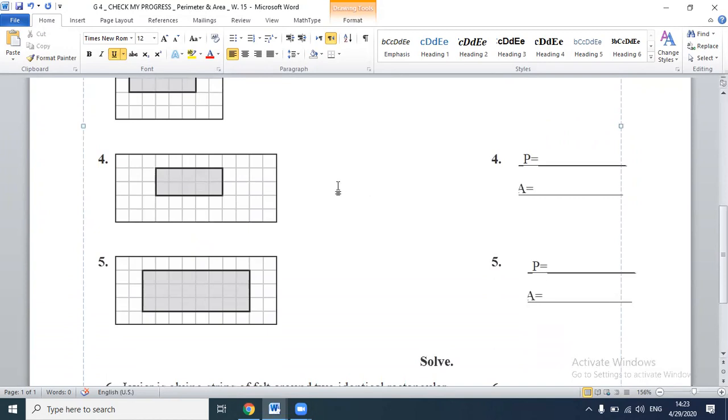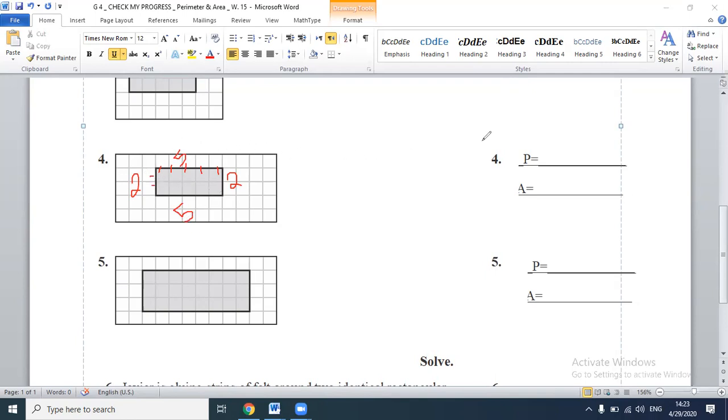Number 4. Find the area and perimeter. I can count here, I have just 2. The other side should be 2. Here I have 1, 2, 3, 4, 5. The side length is 5 and the other side should be 5. So this is a rectangle.